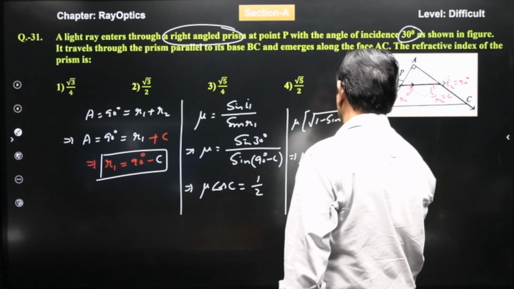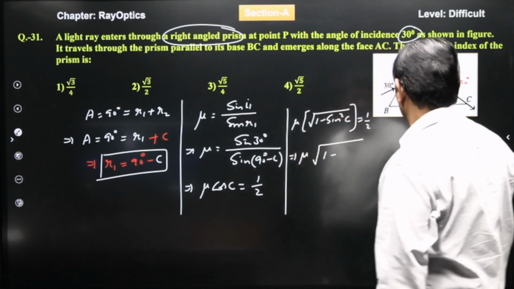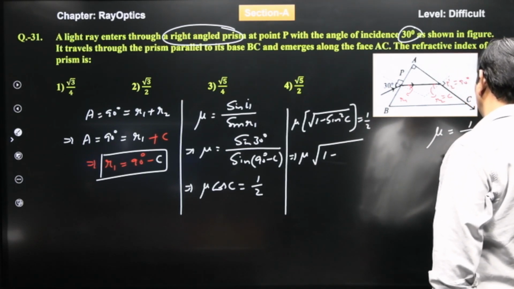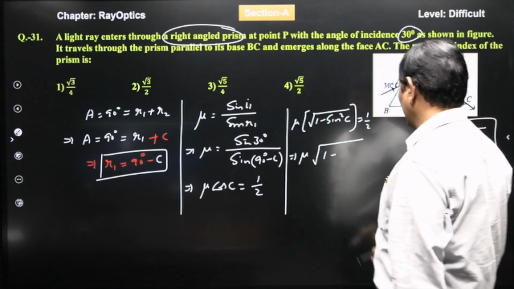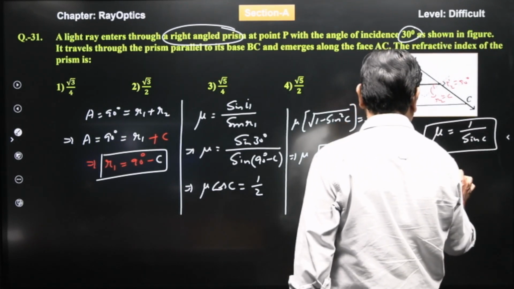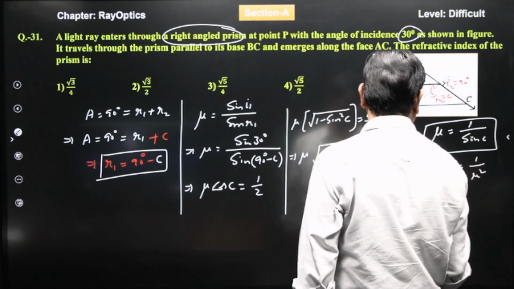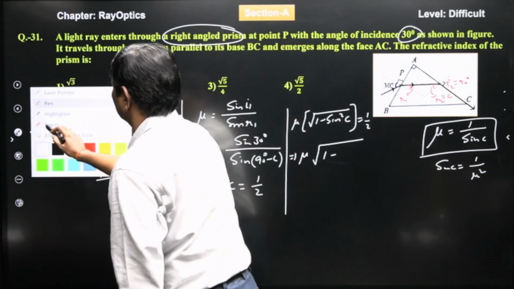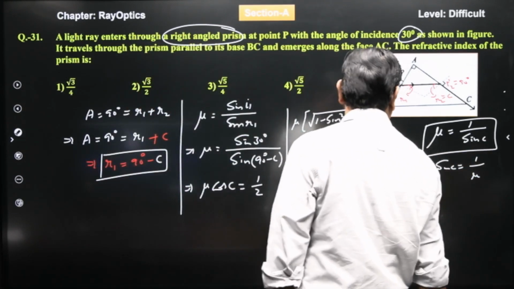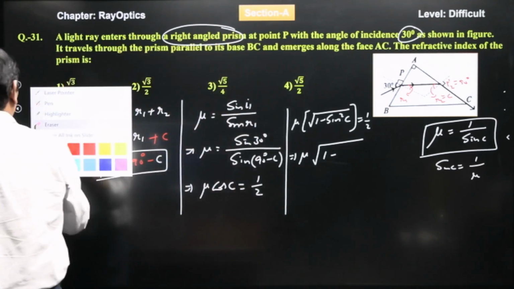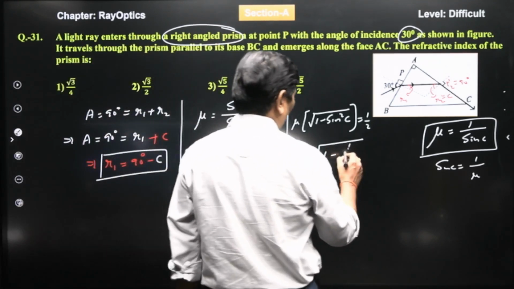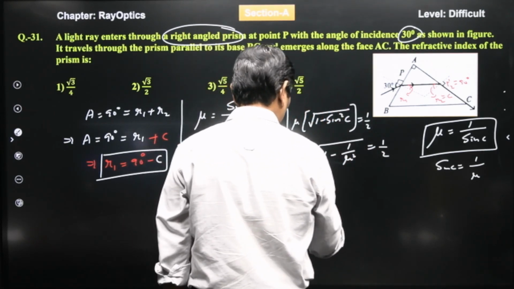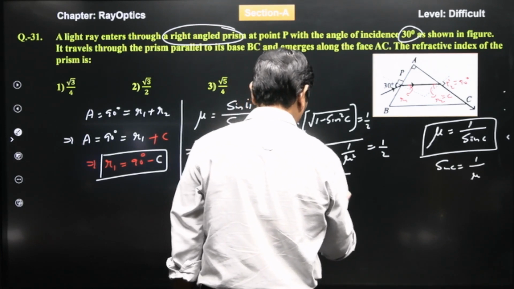Mu into square root of 1 minus sin square C. From the definition of critical angle, we have the relation mu is equal to 1 by sin C. So, whatever sin C, I can write as 1 by mu. This is sin C, I write it as 1 by mu. Substitute that 1 by mu. So, you will get 1 by mu square here, which is equal to 1 by 2. Simplification, square root of mu square minus 1.